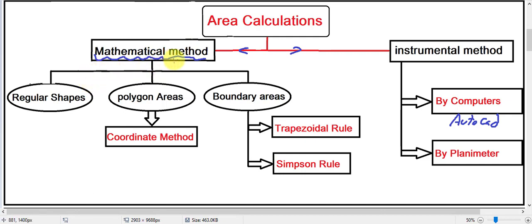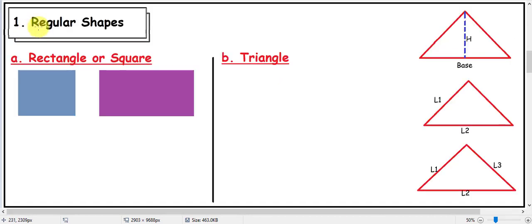The mathematical method is divided into three types. First, the regular shapes. Second, the polygon areas, and third, the boundary area. In this video, we will talk about the first two types of area, and in the next video, we will talk about the boundary area. First, we have the regular shape, like a rectangle or a square.